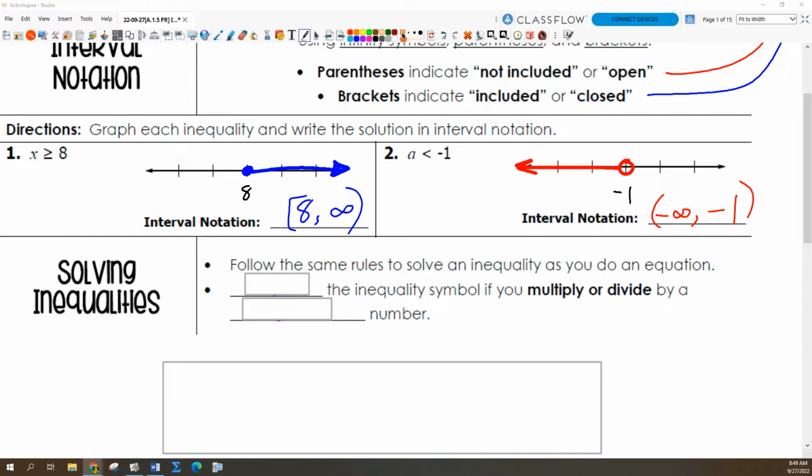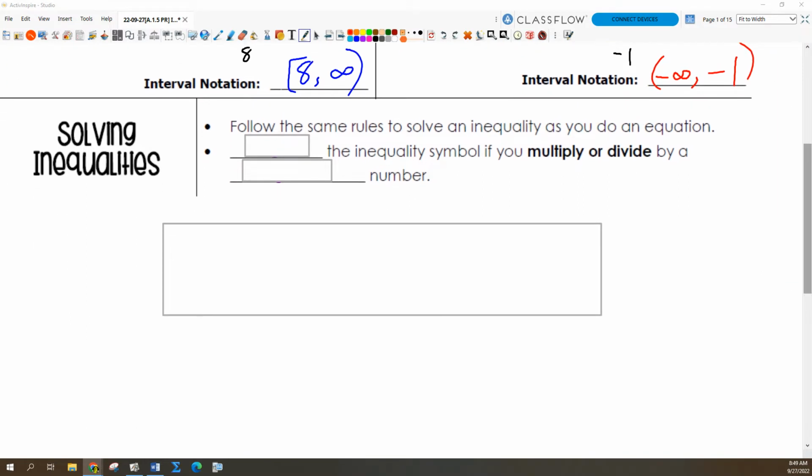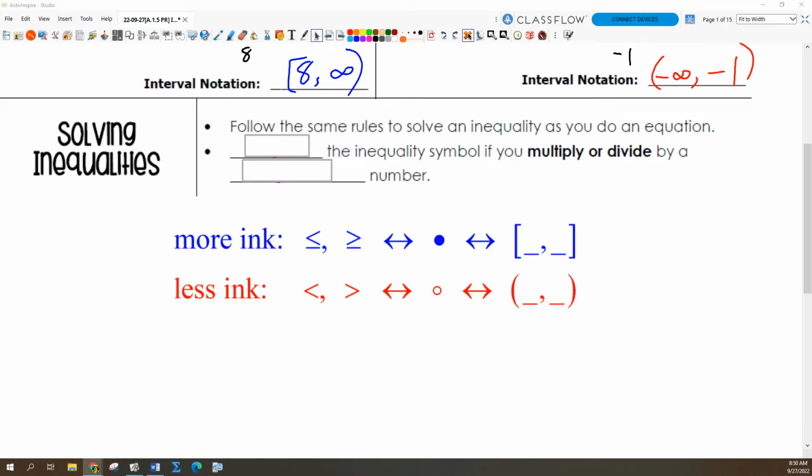Okay, good. So there's an easy way to remember this. This is kind of my little trick for remembering this stuff. All the stuff in blue requires more ink to draw than the stuff in red, and it all goes together, right? It takes more ink to draw an equal sign with an inequality. It takes more ink to fill in the dot than to just have an open dot. And it takes more ink to draw brackets than it does parentheses. So it's an easy way to think about how all those things go together.